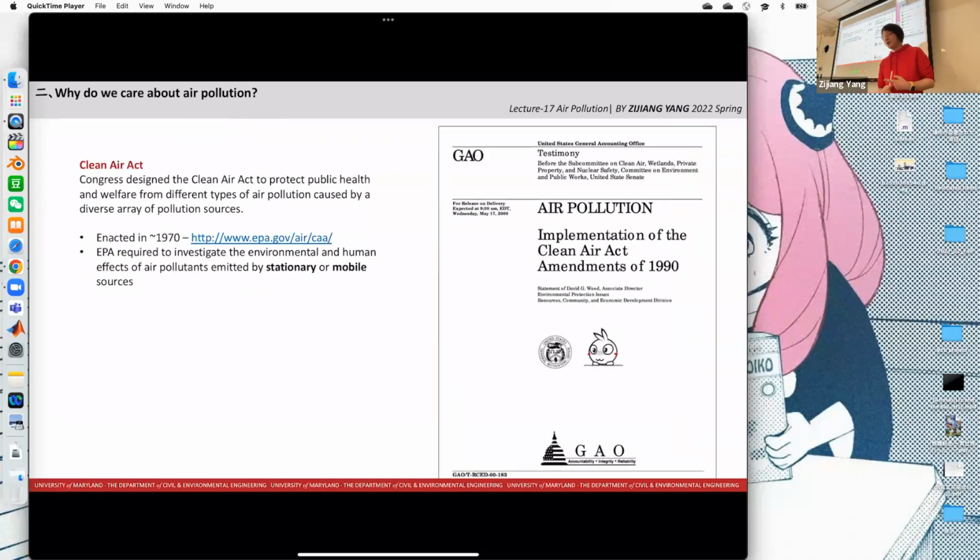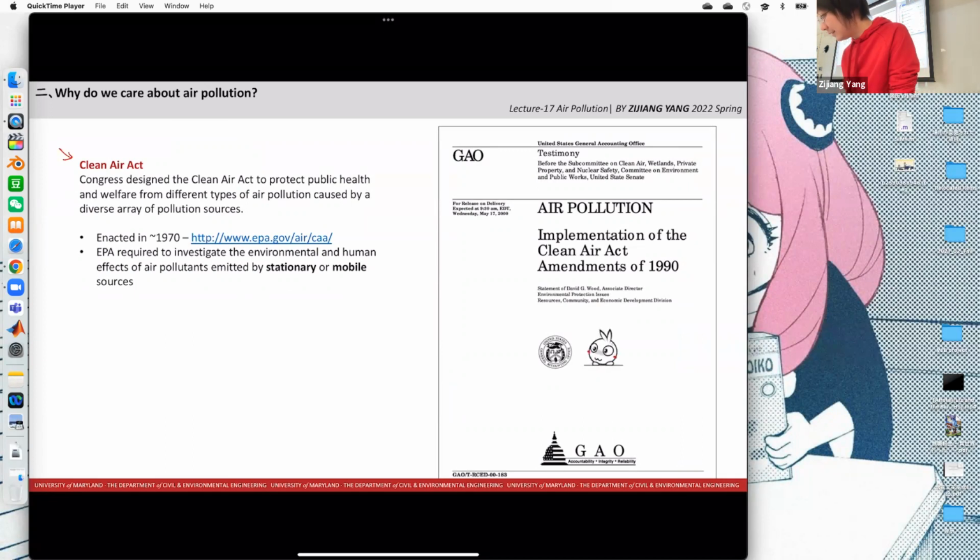Because of air pollution in the United States, we have the Clean Air Act. Congress designed the Clean Air Act to protect public health and welfare from different types of air pollutants caused by a diverse array of pollutant sources. And this is the cover of the Clean Air Act. We can see this was implemented when I was young. But this was enacted in 1970, and we can have some more detail.